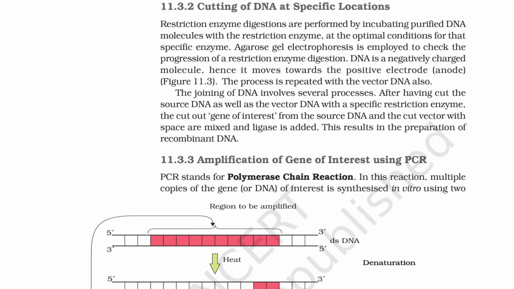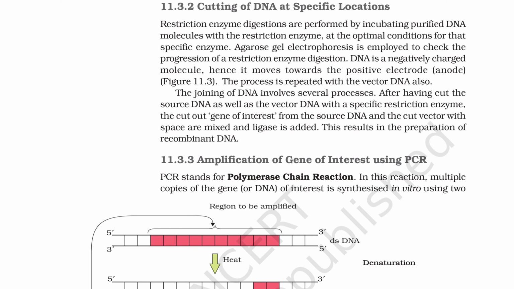The joining of DNA involves several processes. After having cut the source DNA as well as the vector DNA with a specific restriction enzyme, the cut-out gene of interest from the source DNA and the cut vector are mixed and ligase is added.